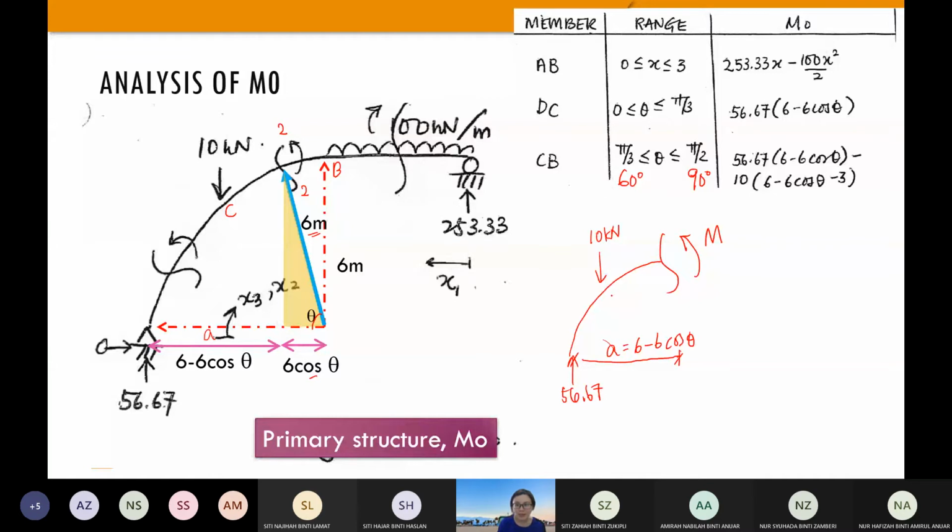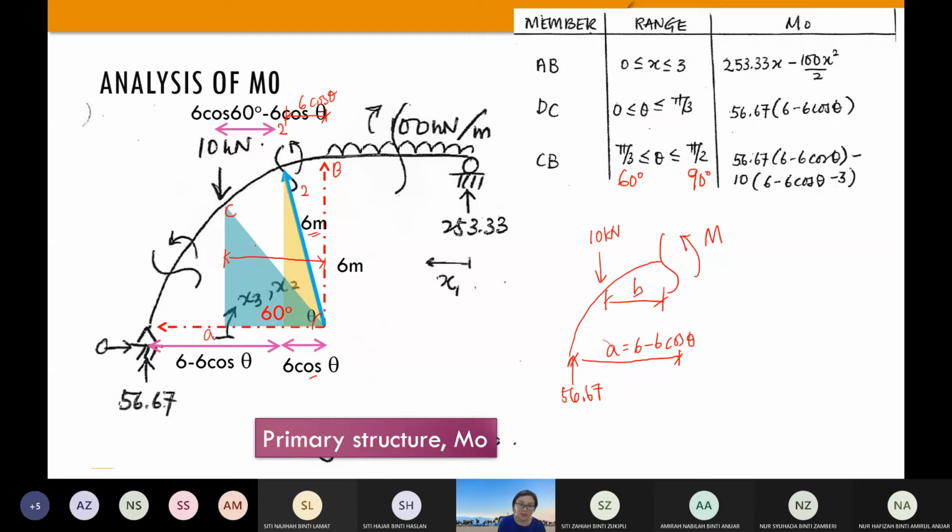Now I need to determine this value. Let's say B. How to do that? We already have this information, 6 cos theta. Again, I draw it here, 6 cos theta. Now, if I draw another triangle where we know the angle is 60 degrees, let us find what is this length.